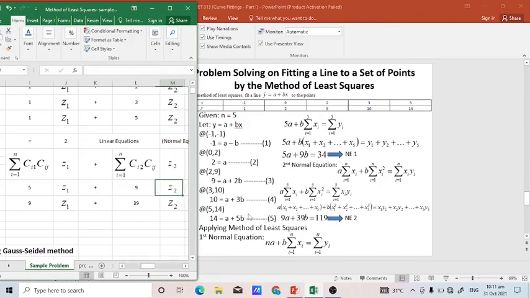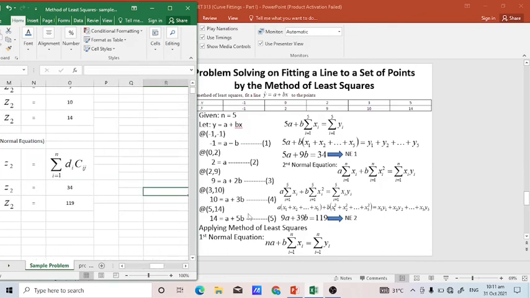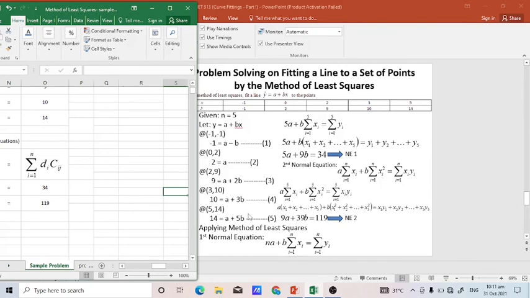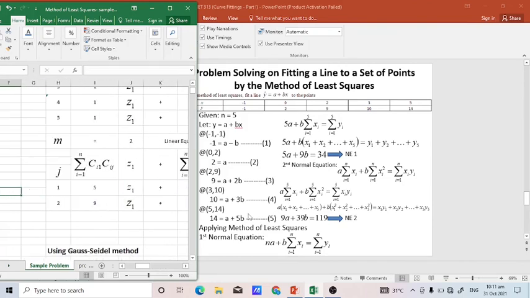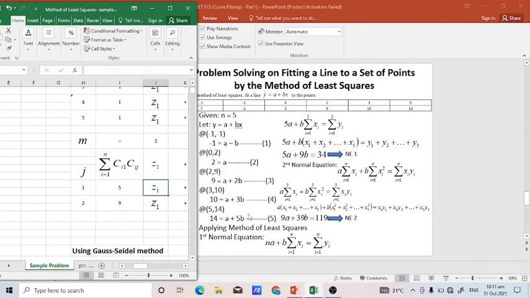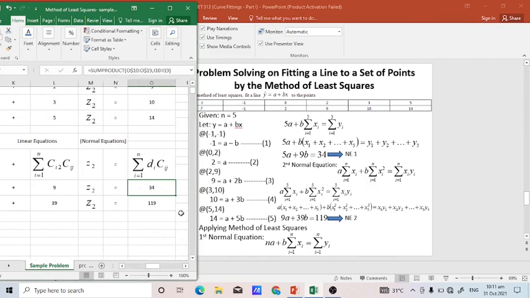Okay? So, yan. So, A, x1 plus x2 plus x5. Okay, apply nyo yun. So, magkakaroon ka ng 34 dito. 5, ayun, 5A plus 9B equals 34. Okay? 5A plus 9B equals 34. Ayan. Para sa normal equation na to. No? Para sa pagkuha ng mga normal equations. 5A plus 9B equals 34. Okay?